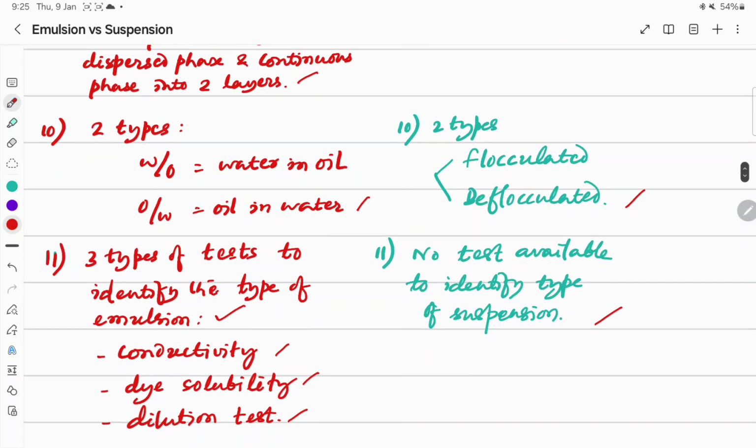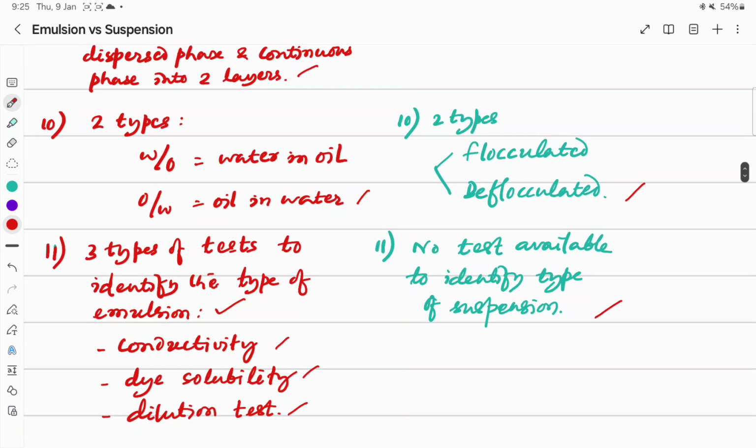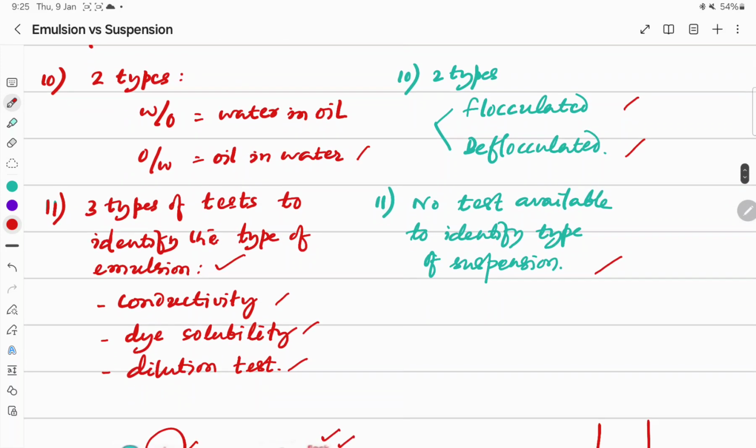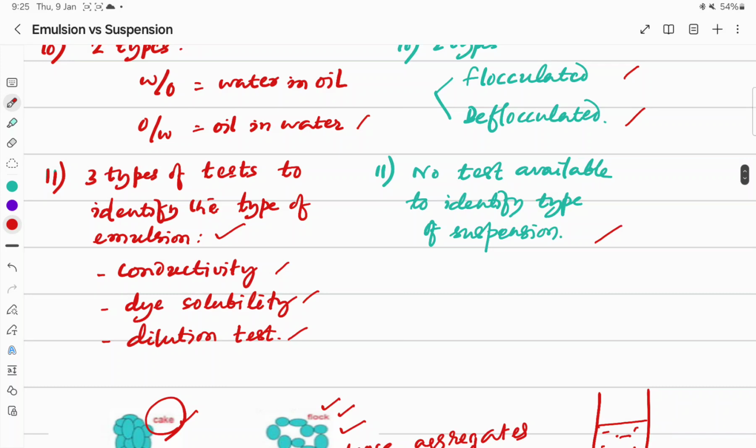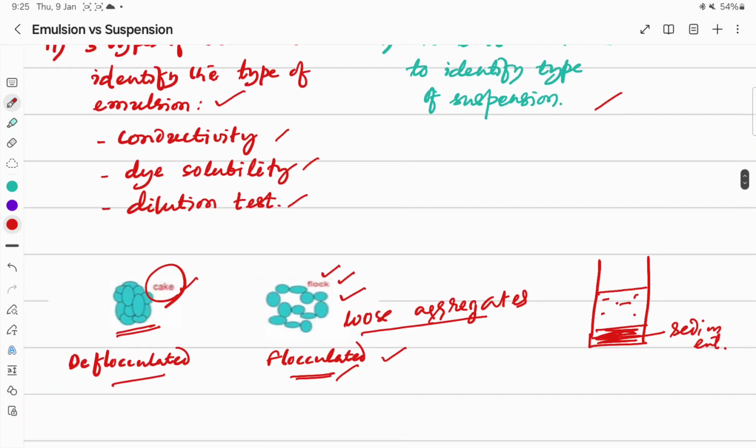So there are two types of emulsion, W by O, water in oil, and O by W, oil in water. Whereas there are two types of suspension, flocculated and deflocculated, as we have already discussed. Then there are several tests, mainly three types of tests: conductivity test, dissolubility test, and dilution test, to identify the type of emulsion, whereas no such test is available to identify the type of suspension.